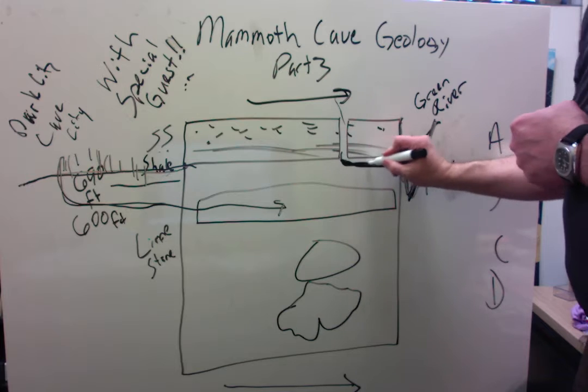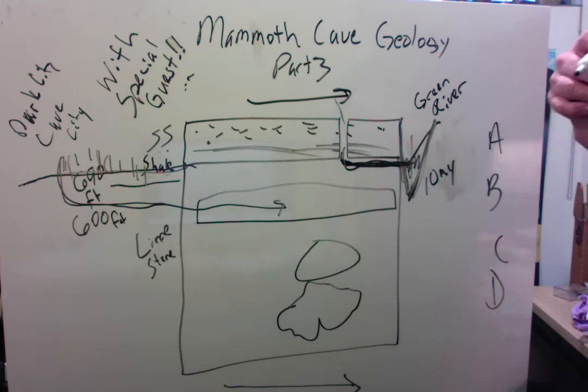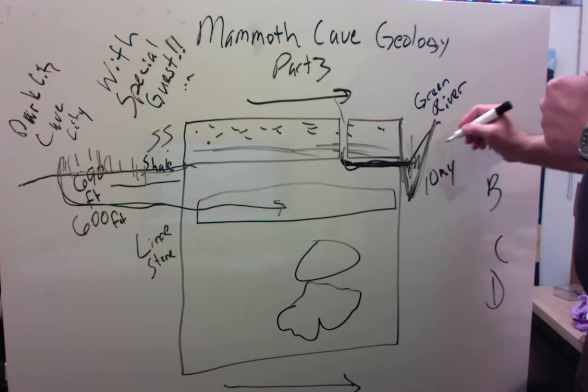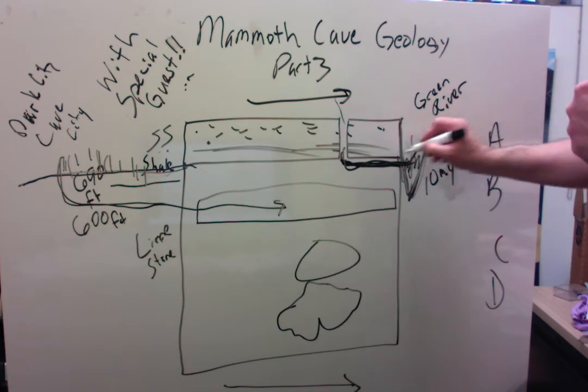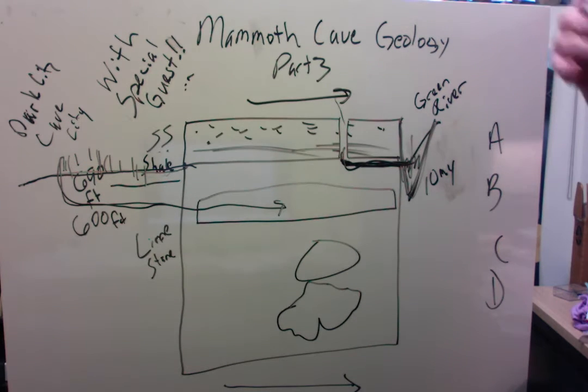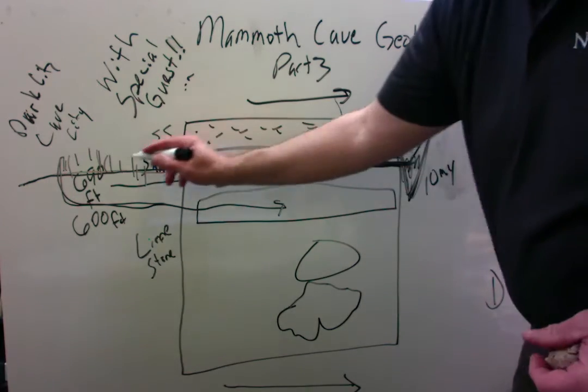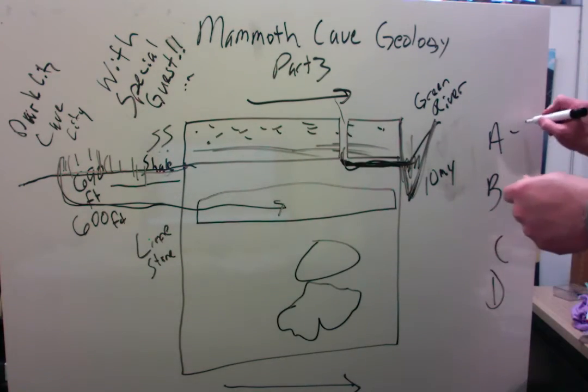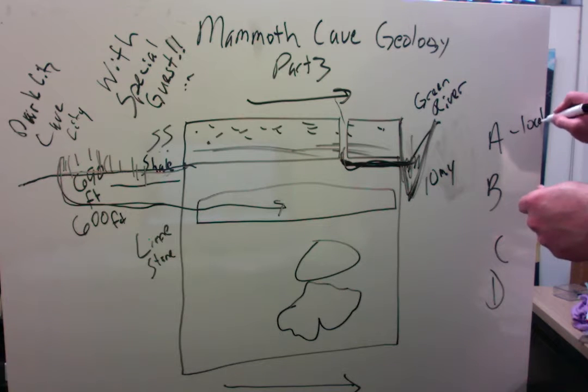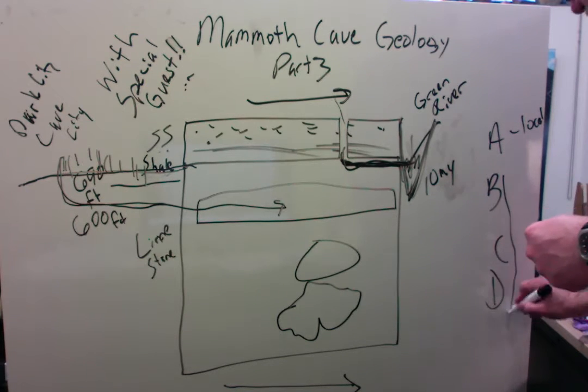So you have this beautiful but little incidence of level A that is just right along the ceiling, right along the bottom of the cap rock. That's just a very localized cave formation. And then we get into the regional cave formation. So this is very local, and then all this is regional.